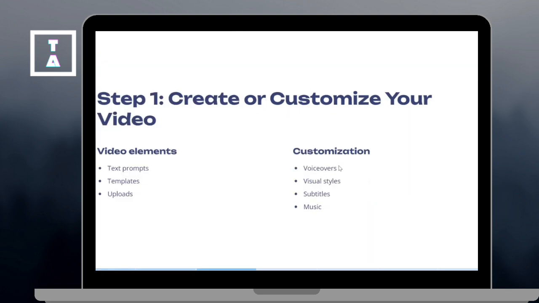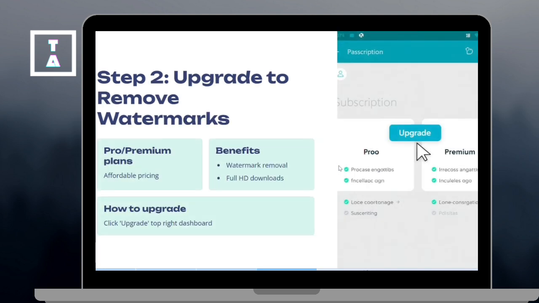Let's get started. First, start by entering your text prompt and choose a template or upload your own asset. Then customize your video with voiceovers, visual styles, subtitles, and music. Then preview your video until you're happy with it.